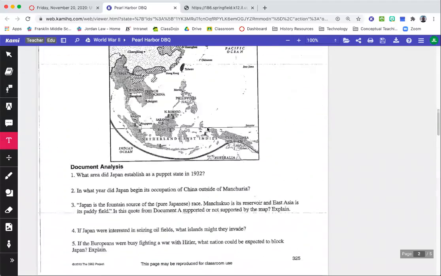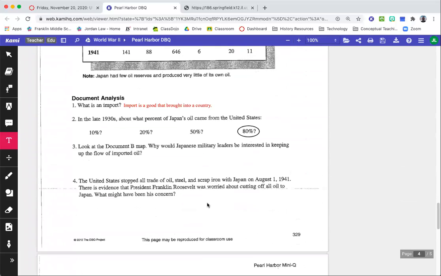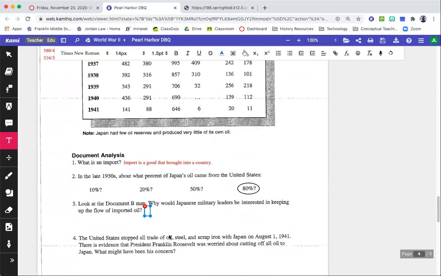Okay? And we see that there's not a whole lot of oil. Japan does not have its own oil. In fact, if they want to get their own oil, they're going to have to come all the way down here to the Netherlands East Indies. They're going to eventually take this place over because they have oil here. But at the time, Japan wants to keep up this flow of oil because they don't have a whole lot of their own.